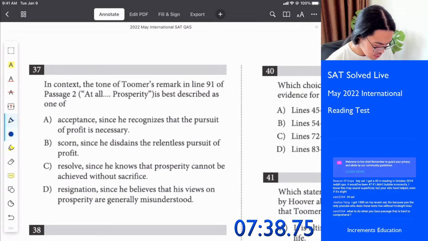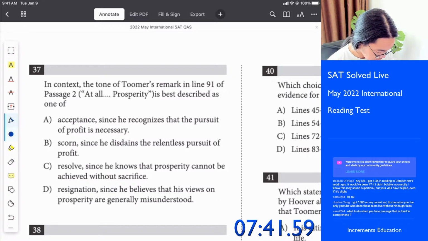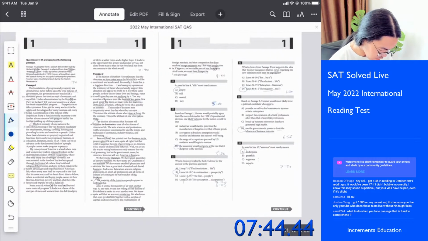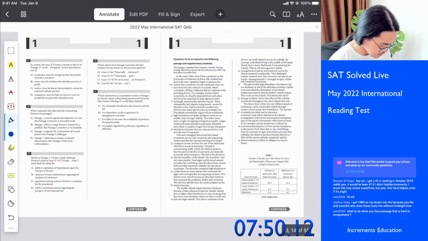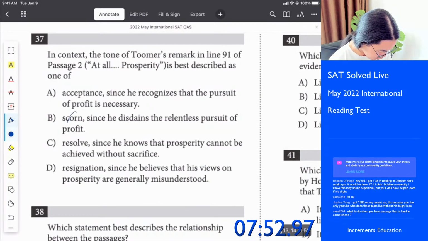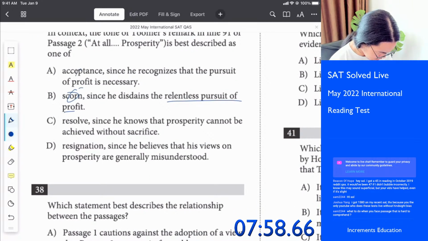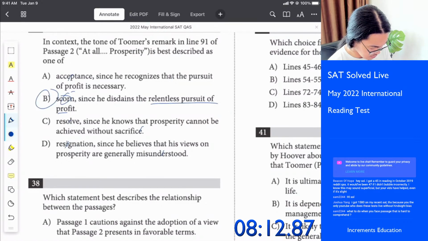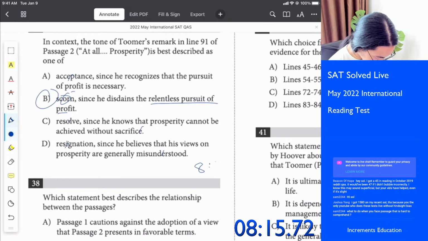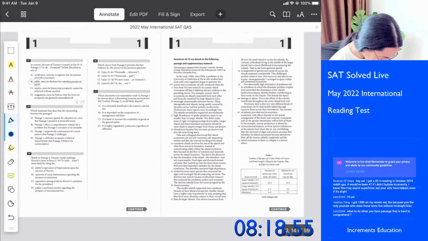The tone of Toomer's remark in line 91 is best described as. Okay, line 91, Toomer. At all cost, oh, sarcastic. Very, yeah, scorn. Profit is a little awkward, but all of these words have profit. Resolve. I don't know if he believes that his views are misunderstood as too strong. He disdains it. That is correct. Misunderstood. Okay, so that's 8:15. How long did that take me? That took me 45 seconds.